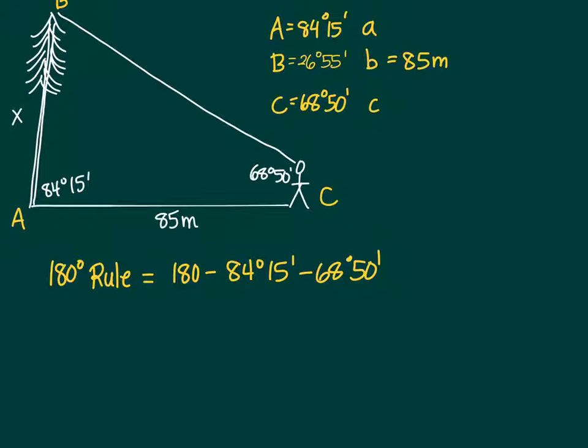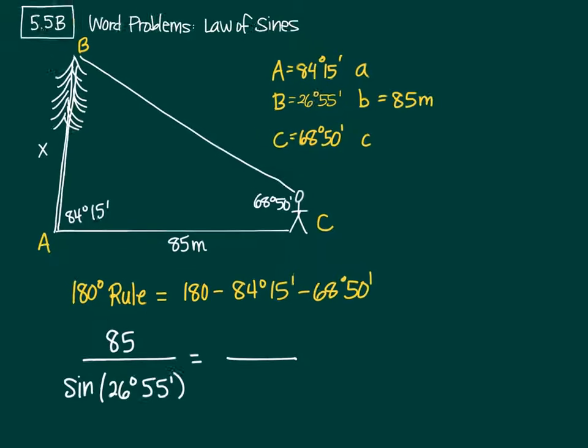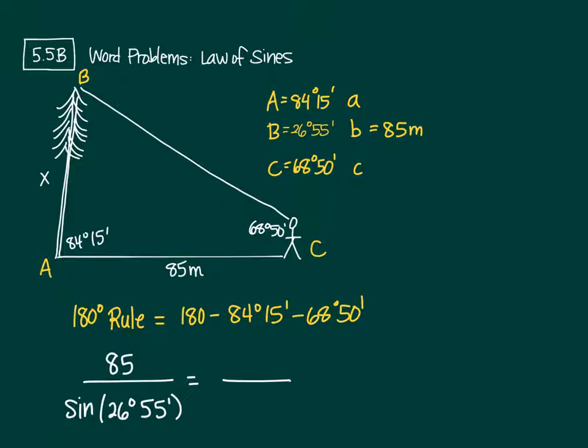So we're going to work with our law of sines. That would be 85 over the sine of the angle we just found, which was 26 degrees, 55 minutes. And then which other one do we want to use, given the fact that we're trying to find X, which is the height of the tree? Do we want to use the A corner or the C corner? Okay, so I want the C side, which is X, and then sine of the 68 degrees 50 minutes.